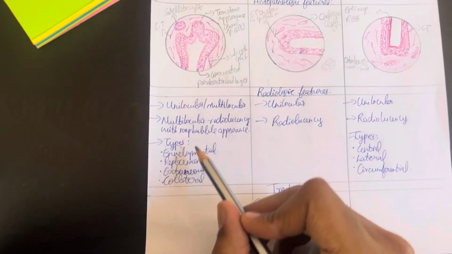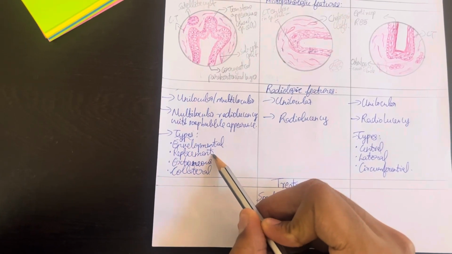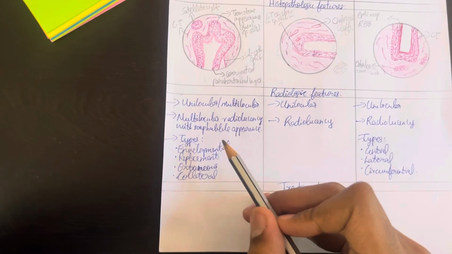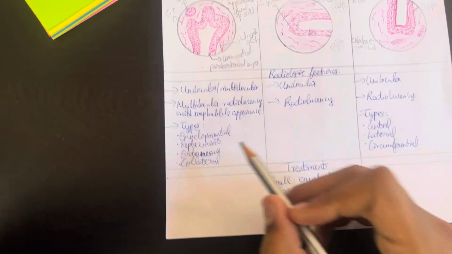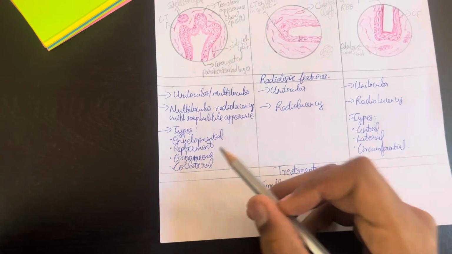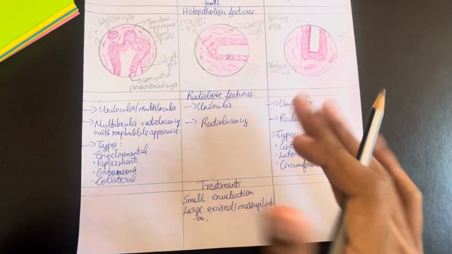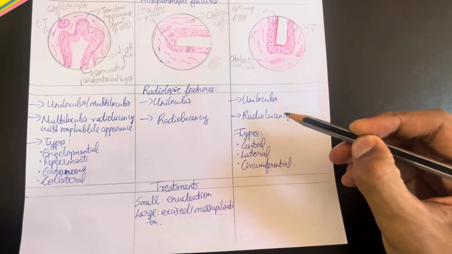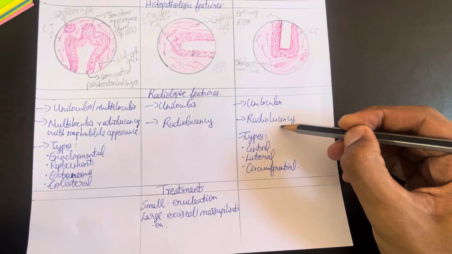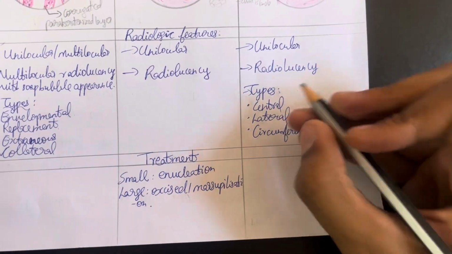And there are four types in the OKC. It is envelopmental, replacement, extraneous, and collateral. So these are the four radiologic types of OKC. There are no types in the radicular cyst, just unilocular radiolucency. And in dentigerous cyst, there is unilocular radiolucency, and there are three types. There is central, lateral, and circumferential.